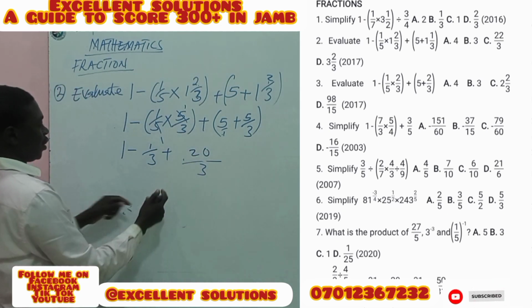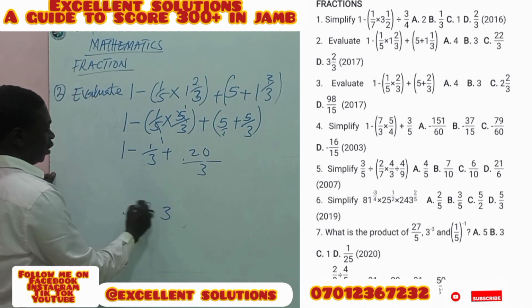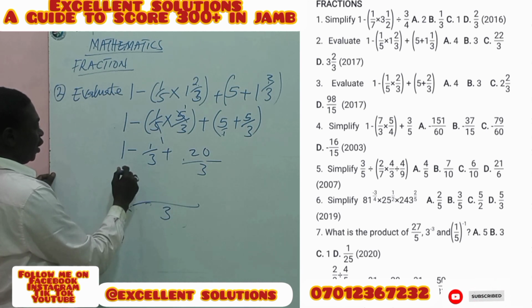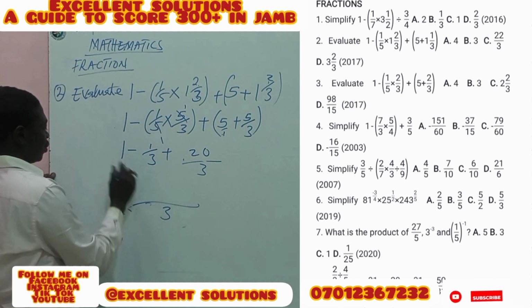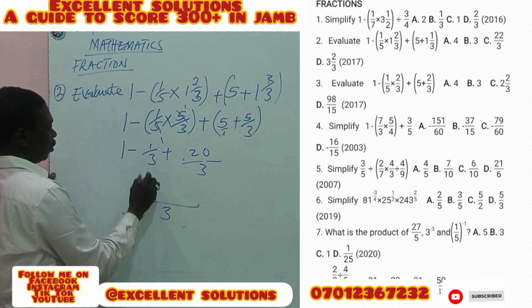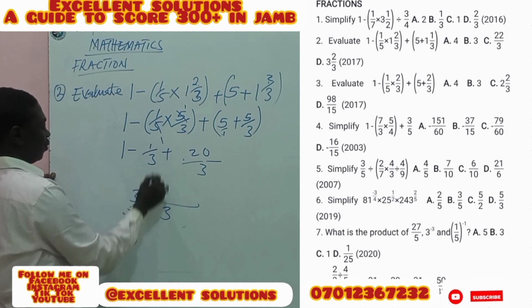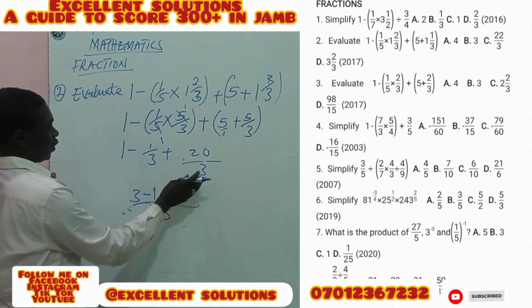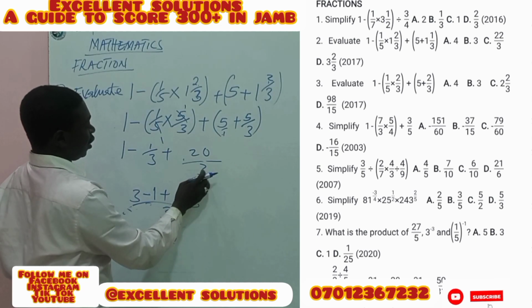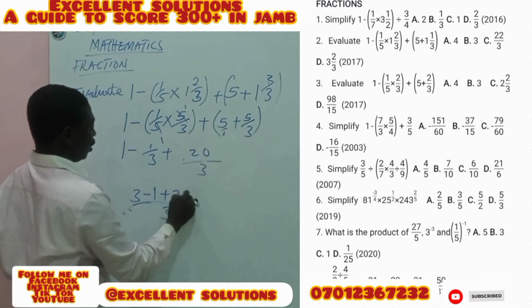So the LCM is 3. We now take 3 here and multiply the whole by 3. So with 3 here, 3 times 1, we now have 3. Minus 3 divided by 3 is 1. 1 times 1, we have 1. Plus 3 divided by 3 is 1. 1 times 20, we now have 20.